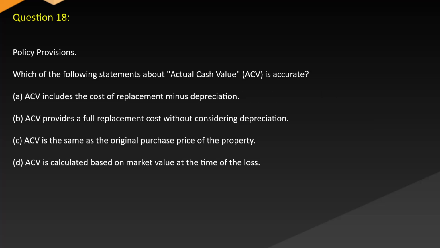Question 18. Policy provisions. Which of the following statements about actual cash value is accurate? A. ACV includes the cost of replacement minus depreciation. B. ACV provides a full replacement cost without considering depreciation. C. ACV is the same as the original purchase price of the property. D. ACV is calculated based on market value at the time of the loss.